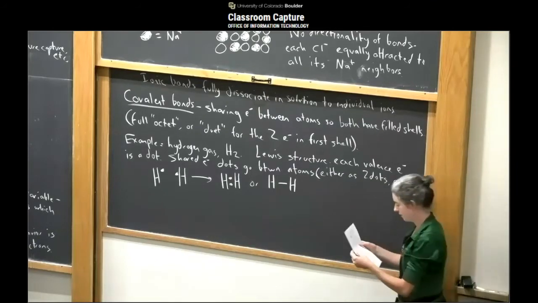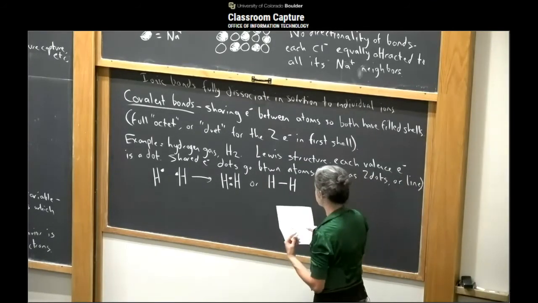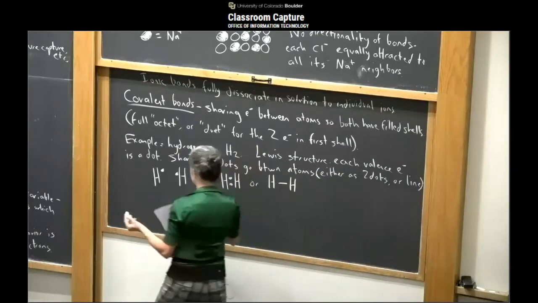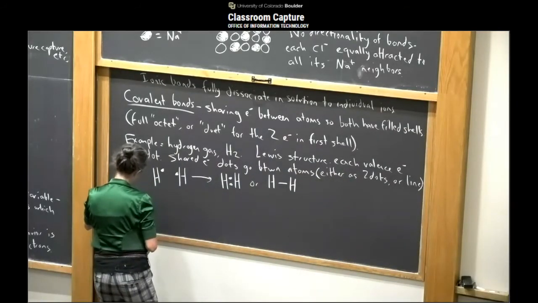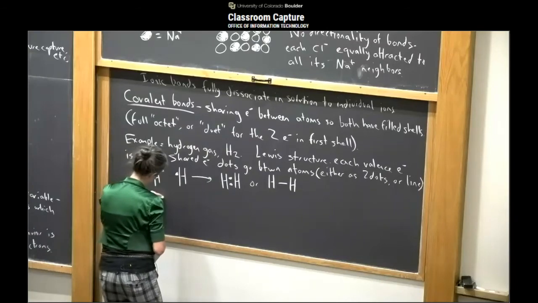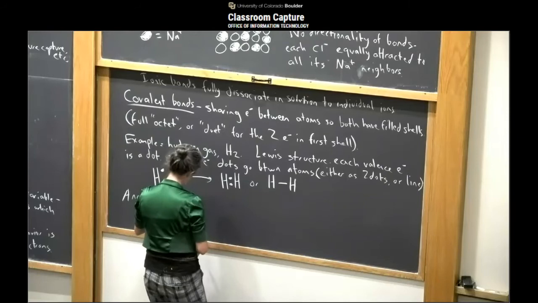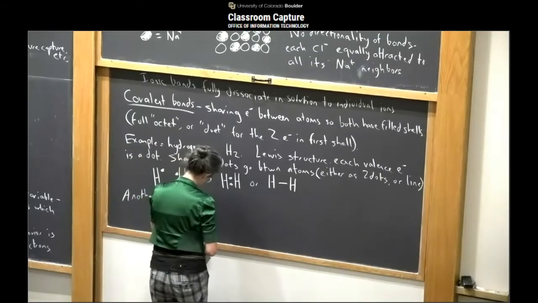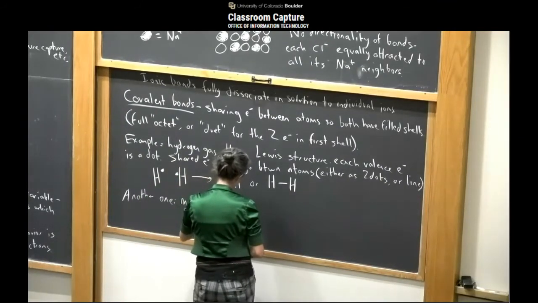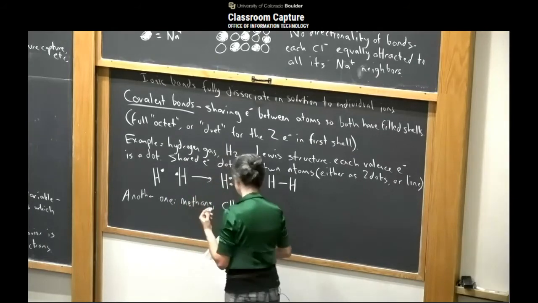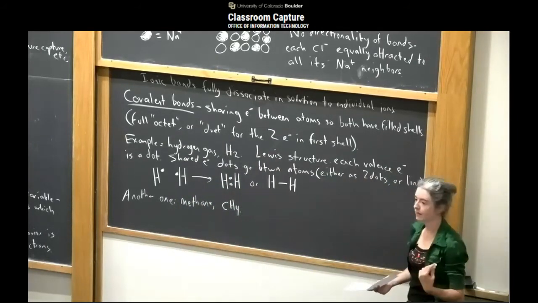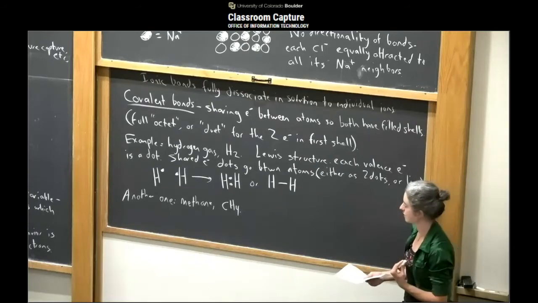Okay, cool. So let's do a little bit more complicated one. So let's look at methane, which is CH4. Okay, so this has 1 carbon atom and 4 hydrogen atoms.